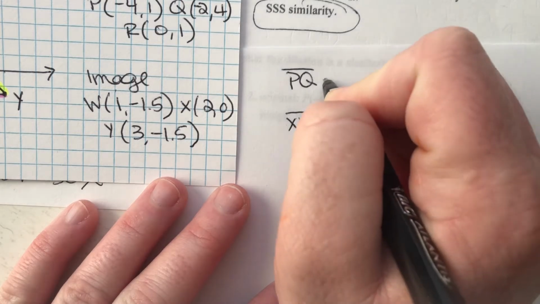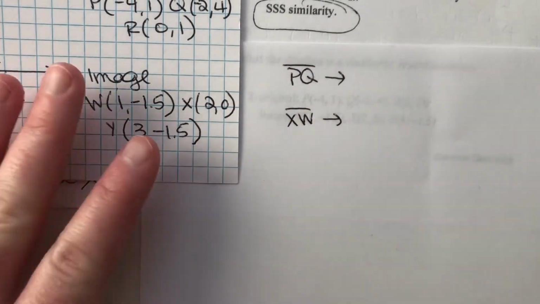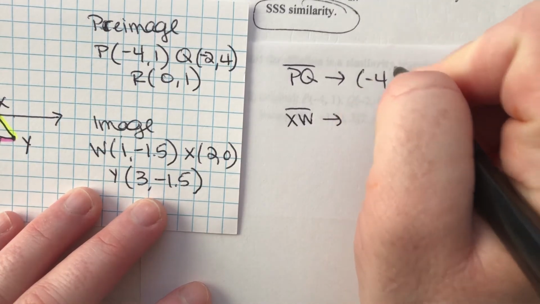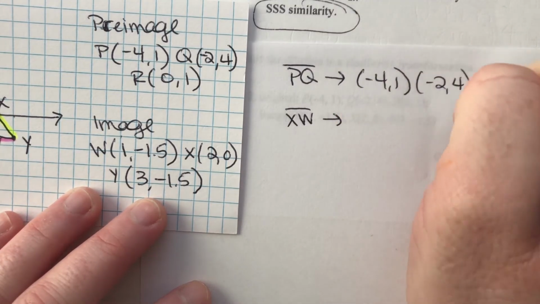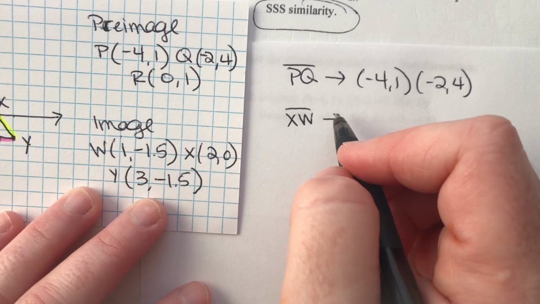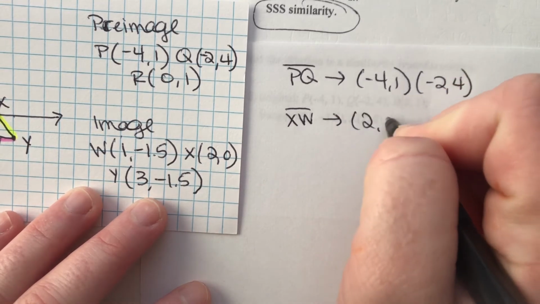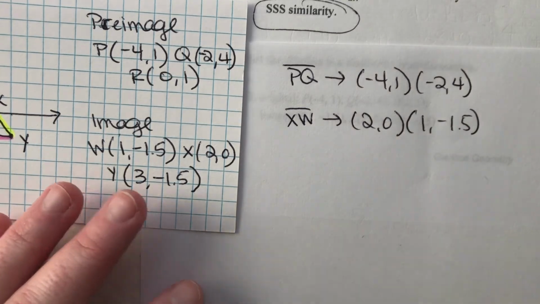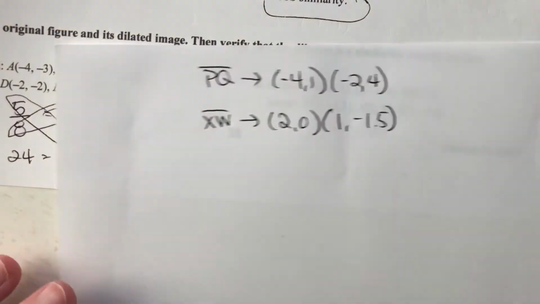Okay, so the coordinates for P and Q are (-4, 1) and (-2, 4), and for X and W they are (2, 0) and (1, -1.5). All right, and we want to use the distance formula to find the length of each of those, right?